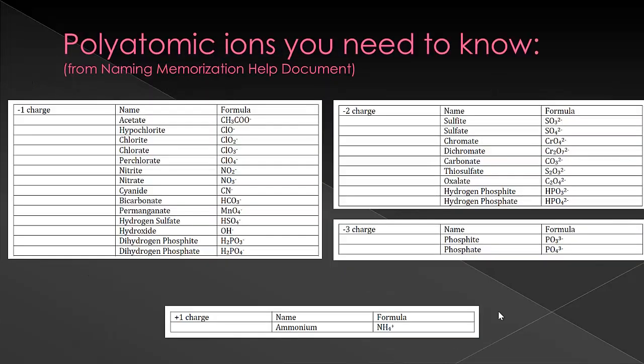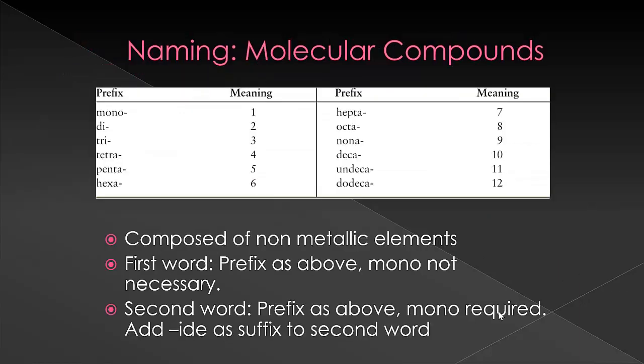So again, these are the polyatomic ions that you need to know. Make sure you learn these. They're in the Memorization Help document, so you can feel free to look at that whenever you need. The Memorization Help document also has all the ions that you need to know from the periodic table, all the metallic ions. So visit that for lists of what is required.